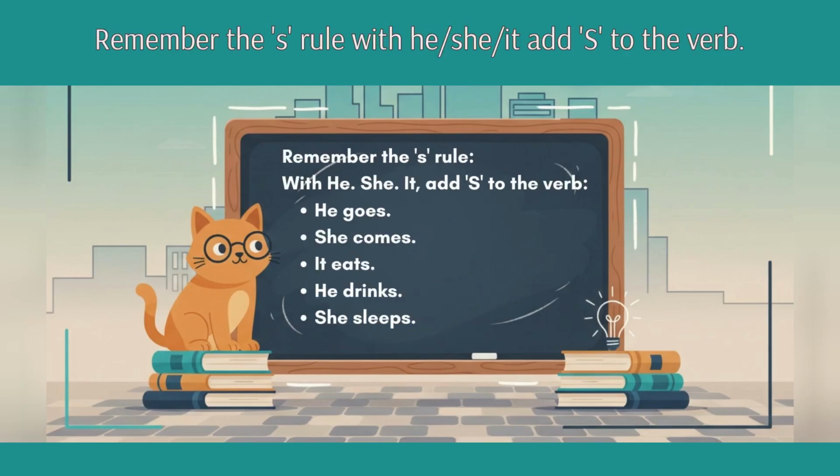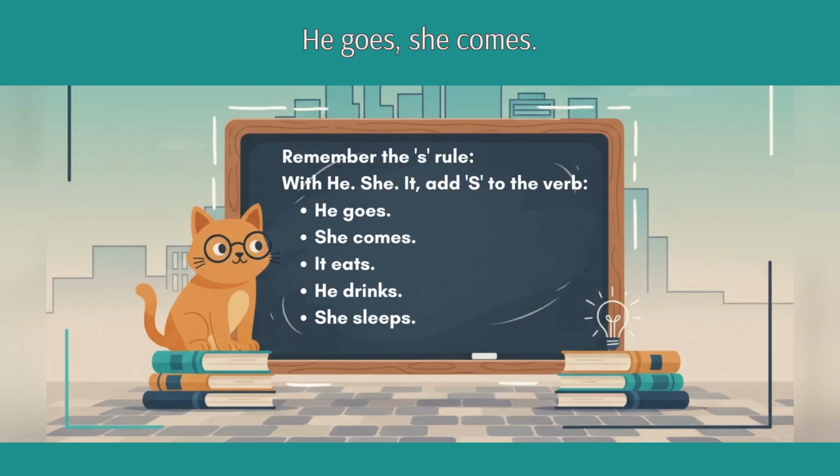Remember the s rule. With he, she, it, add s to the verb. He goes. She comes. It eats. He drinks. She sleeps.